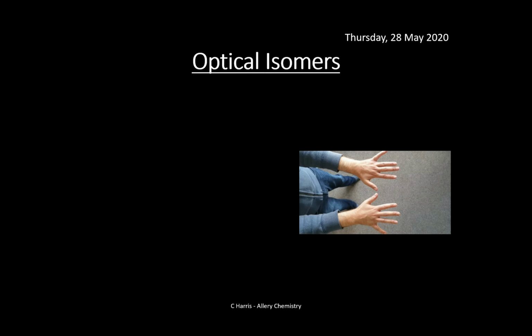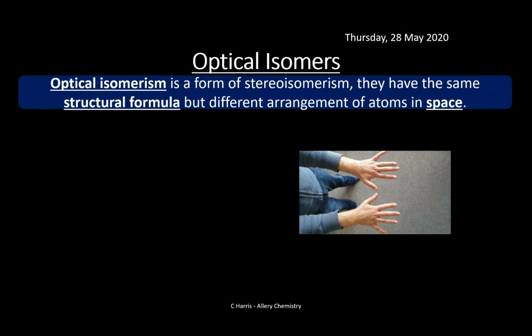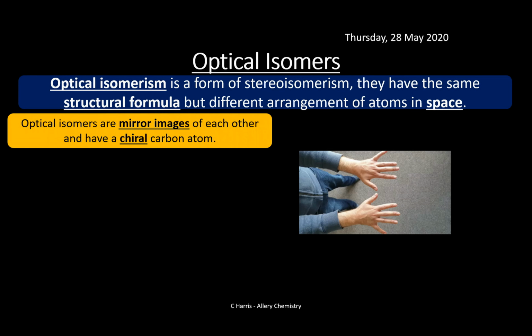Okay, so let's start with optical isomerism first. You can see a picture of my hands there. So optical isomerism, I'll show you what they mean in a minute. It's not a mistake. Okay, so optical isomerism is actually a form of stereoisomerism, which means these molecules have the same structural formula, but they have a different arrangement of atoms in space. Okay, so this is what we mean when we say something is an optical isomer.